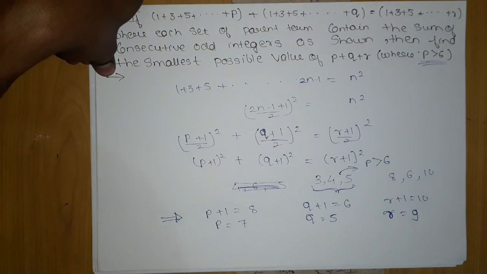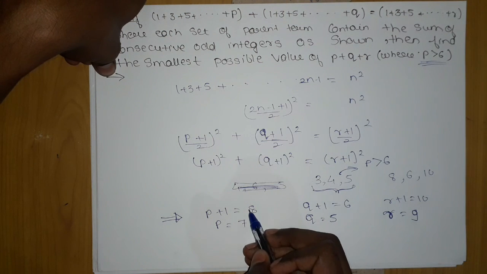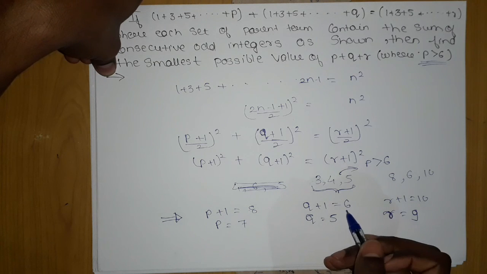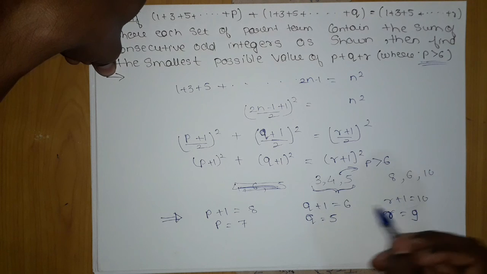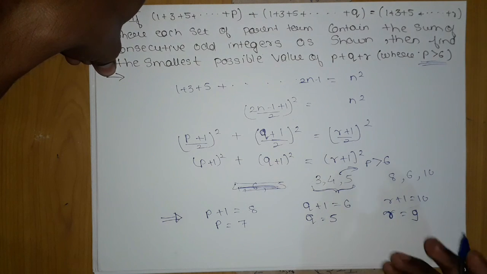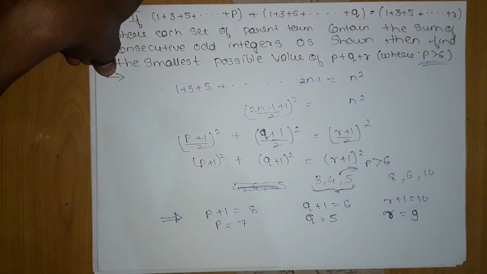Now listen, one more mistake which students make: they place 6 here because P is greater than 6. You cannot do that. You cannot put 6 in the R plus 1 place either, because R plus 1 should be the hypotenuse. That is the basic Pythagoras theorem: the highest possible term is the hypotenuse, then only the squares will be equal.